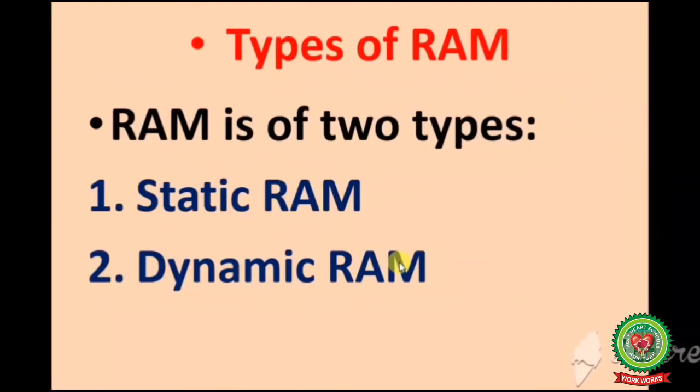RAM is of two types, static RAM and dynamic RAM. For example, RAM is like a blackboard that is constantly overwritten with new data. The commonly used calculator is another example of RAM. Like we do calculation on a temporary basis, the calculation is not stored in a calculator.